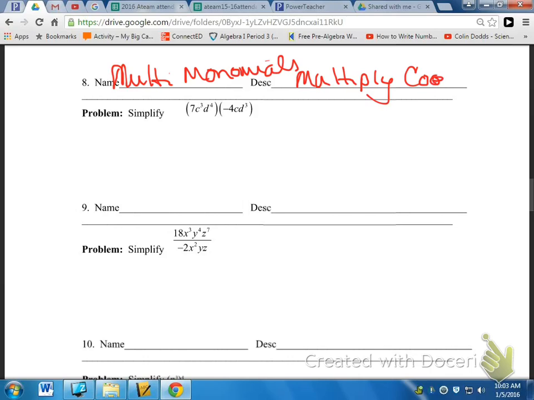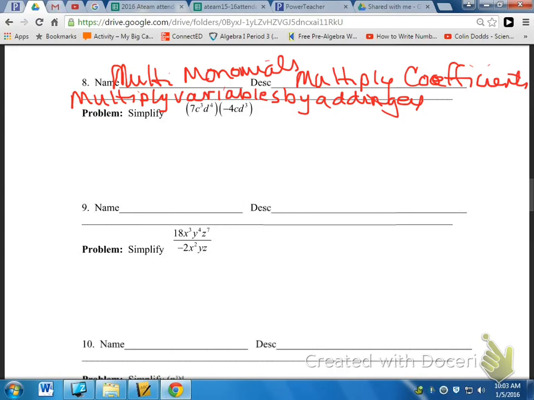What are coefficients? They're the numbers that aren't variables. The numbers that are in front of the variables. So multiply coefficients, multiply variables, by adding exponents, and rewrite with new powers.